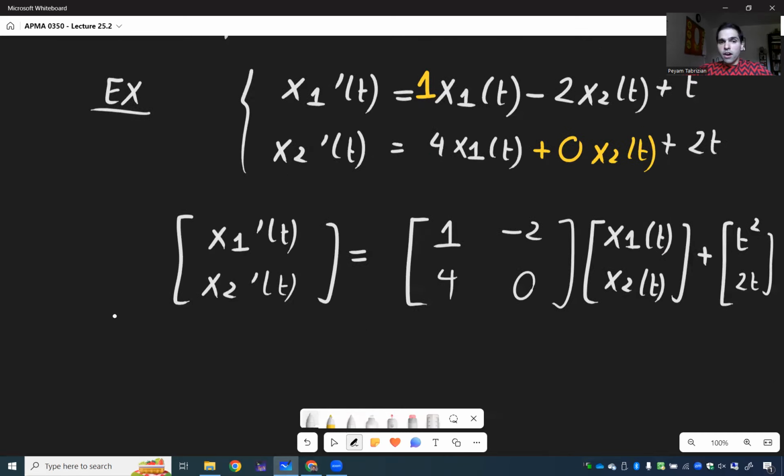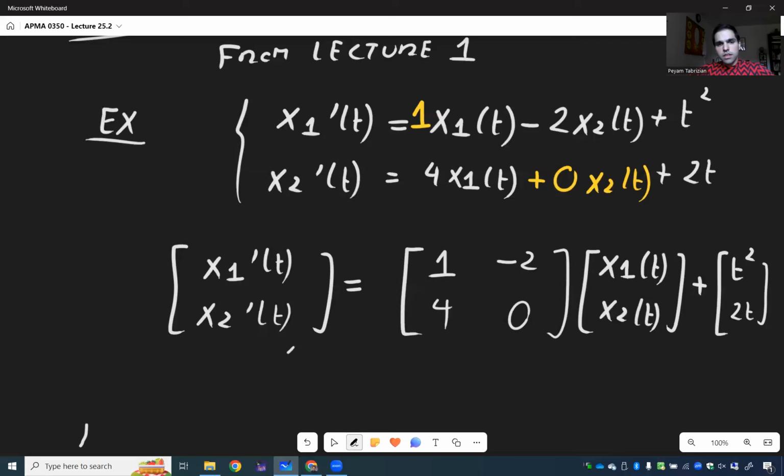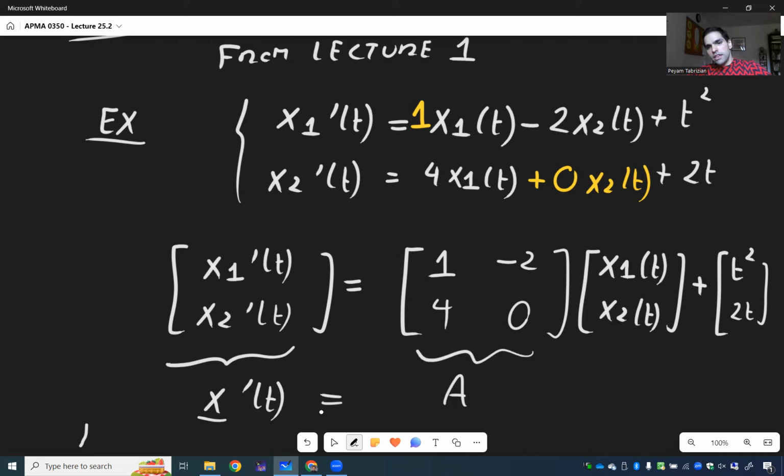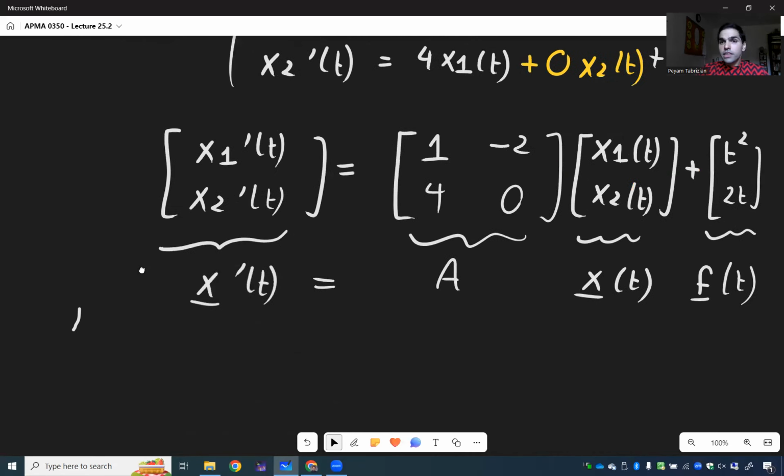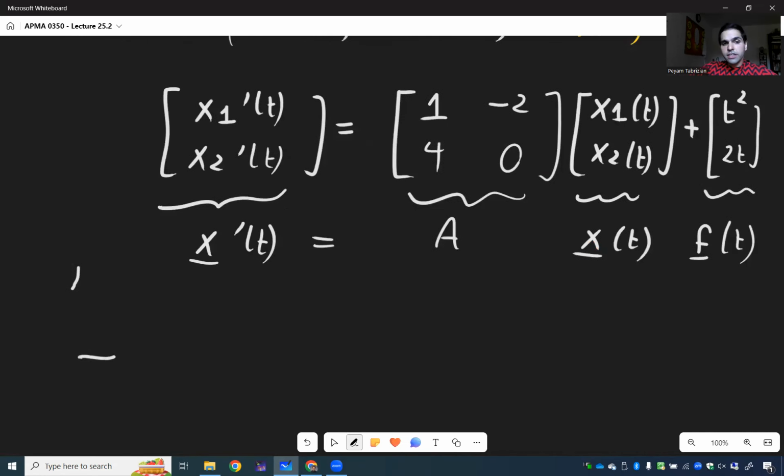So what this becomes, we have, this is x prime. This is still A and an x. And this is what's called an inhomogeneous term. We call this f of t. So there are inhomogeneous systems.